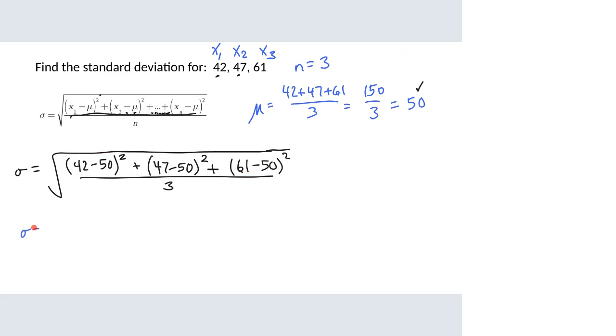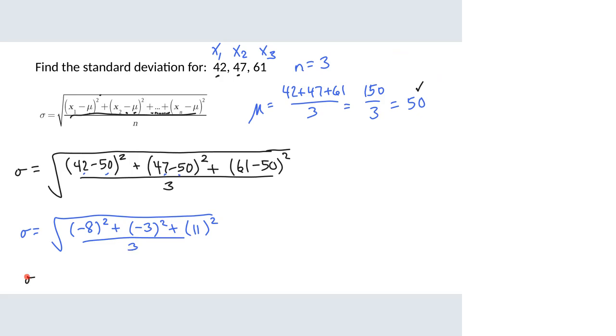Okay, standard deviation will be, and your first thought might be, this is going to be a real grind. Honestly, it cleans up a lot faster than you might think. 42 minus 50 is going to be negative 8. 47 minus 50 is negative 3. 61 minus 50 is 11. And that's divided by 3. And, you know, it's already shrunken down to something pretty manageable pretty quickly.